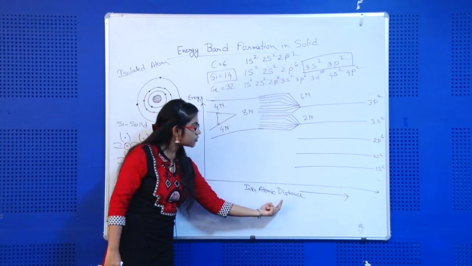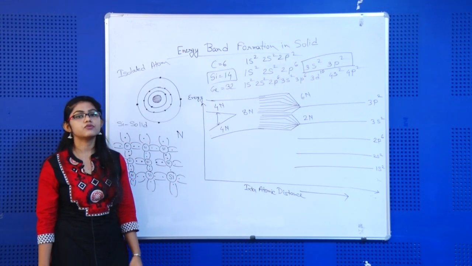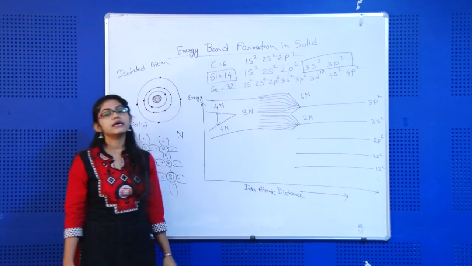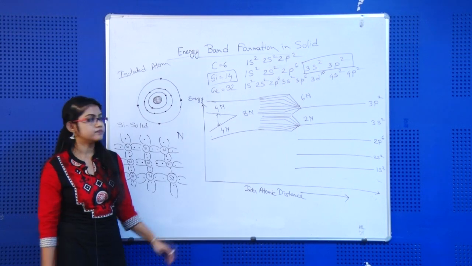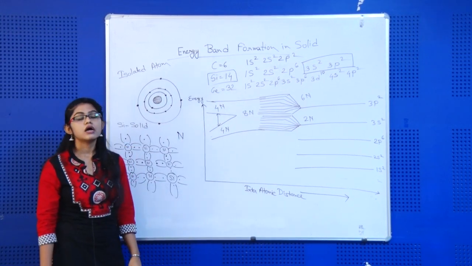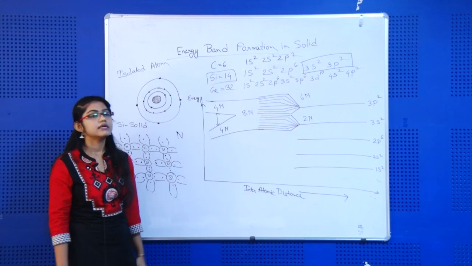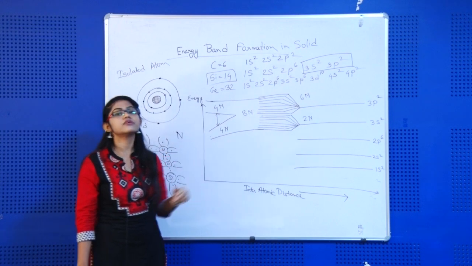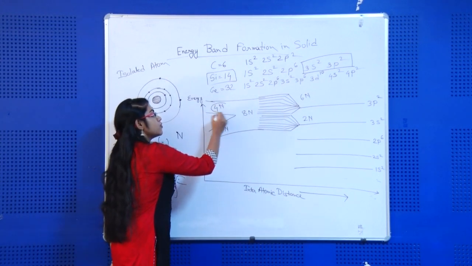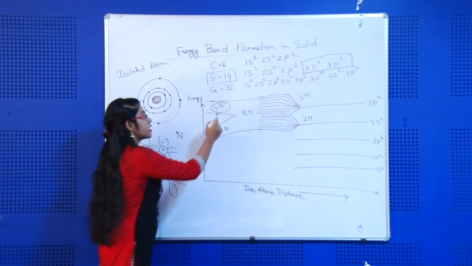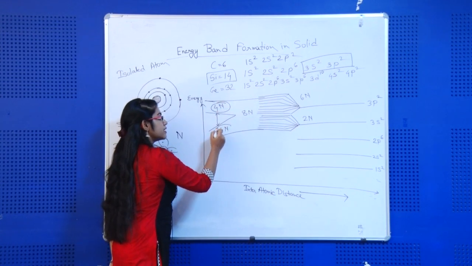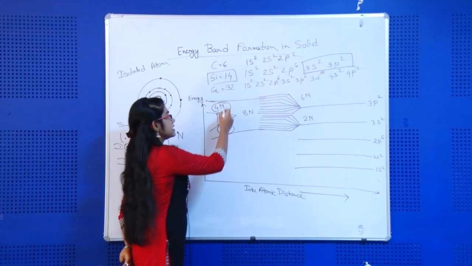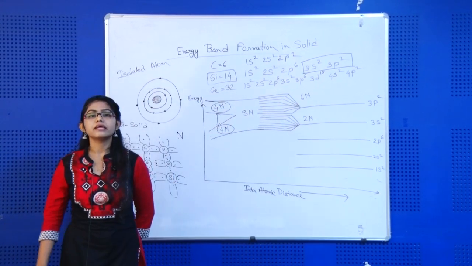Further, if we decrease the interatomic distance, then what will happen? When we decrease it, this hybrid energy level will split into 2. The upper one is called the conduction band and the lower one is called the valence band. The total 8n states will be distributed in 2 equal ways, that is 4n in the upper band and 4n in the lower band. So this is how the energy bands are formed in solid.